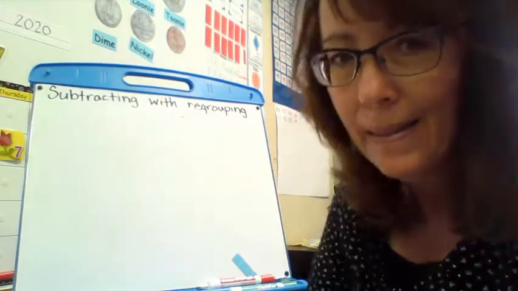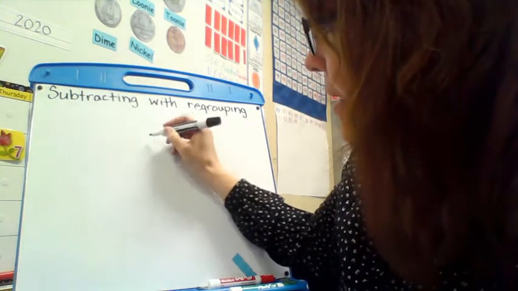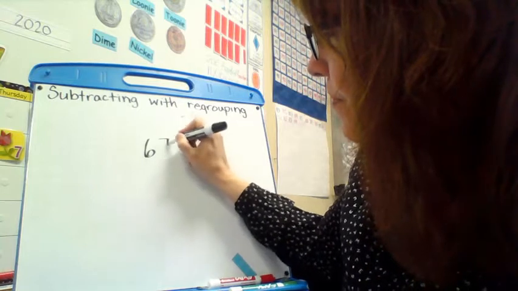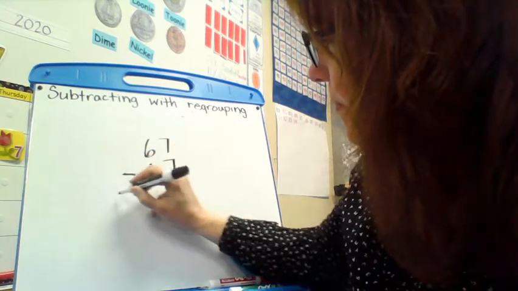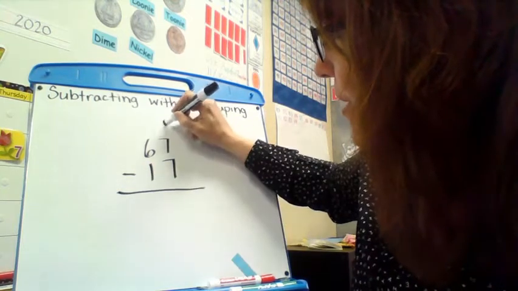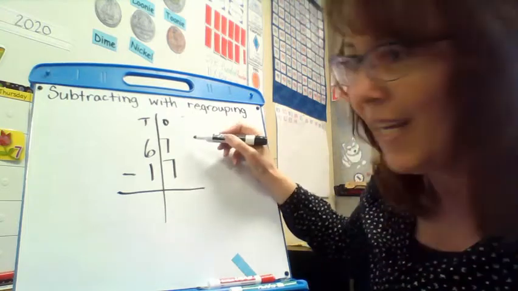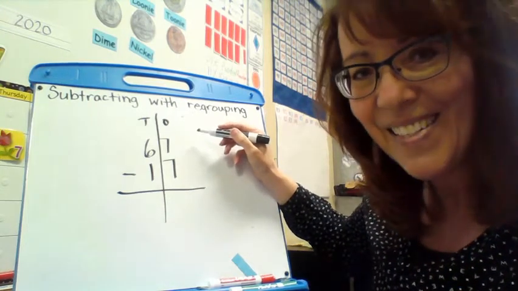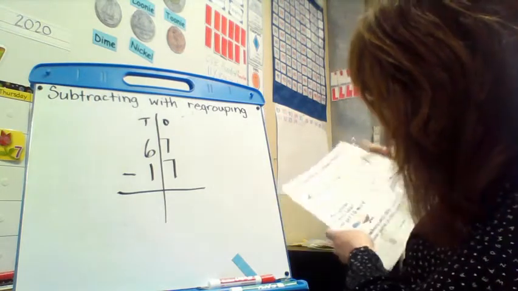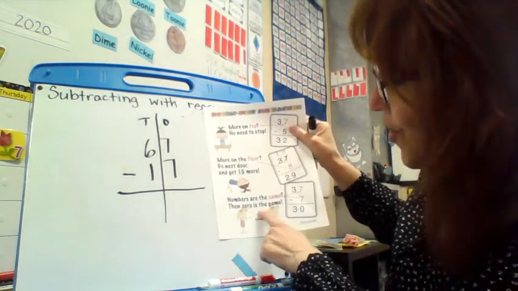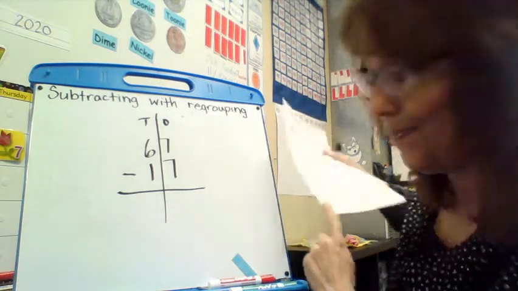What happens if the numbers are the same in the 1s place? Like 67, take away 17. We organize, split, and we take a look. Hey, there is another part to our poem, and it goes like this. Numbers are the same, then 0 is the game.